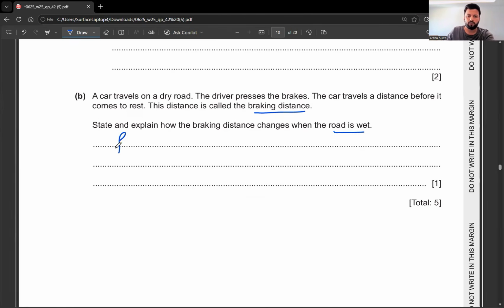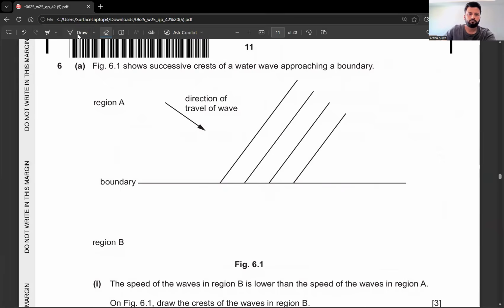So you can just write friction decreases because the road is wet, and braking distance increases. It is 1 mark, so no need to write more detail. So this is question number 5.